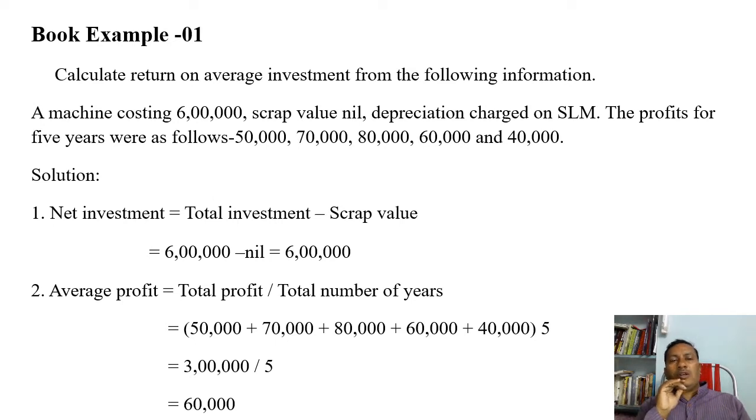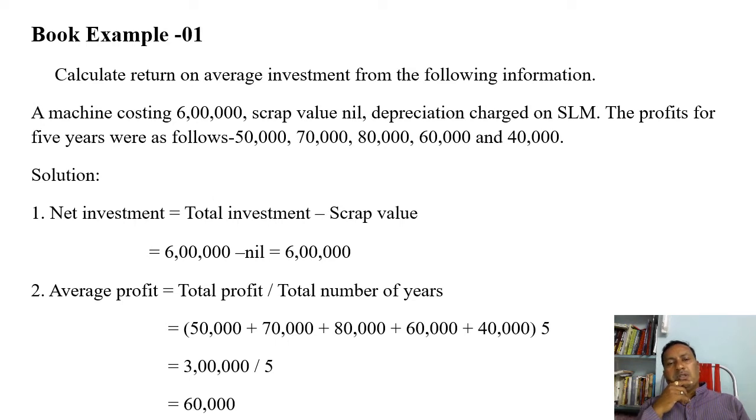Problem: calculate the return on average investment from the following information. A machine costing 6 lakhs, scrap value is nil, depreciation is charged on straight line method. Profits for the 5 years were as follows: 50,000, 70,000, 80,000, 60,000, 40,000 respectively. We can start with net investment: total investment minus scrap value. Here the scrap value is not given, so 6 lakh is the investment, and that is the net investment.